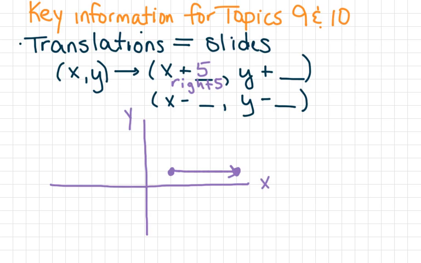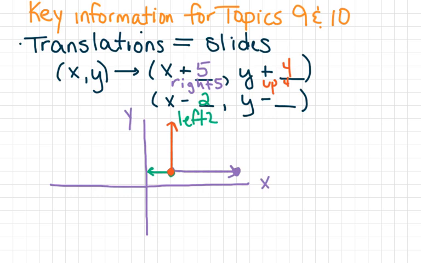If I have X minus 2, we take our X value and we subtract 2 from it, which means we slide it to the left. So that means left 2. Now let's talk about the Y values. So if we have a Y plus 4, that means we take our Y value and we move it up 4 units. So plus 4 means up 4.